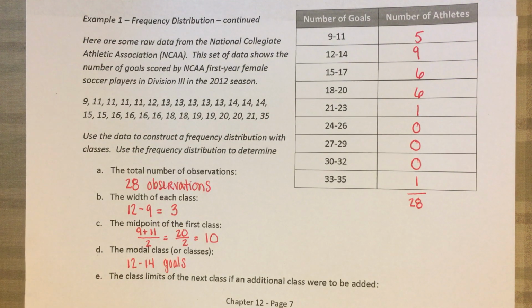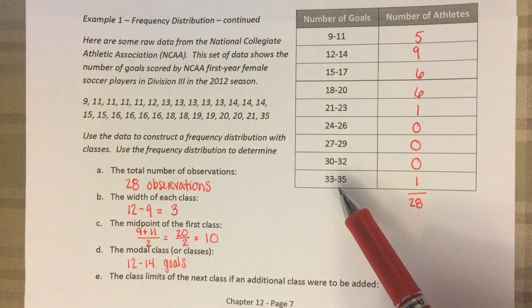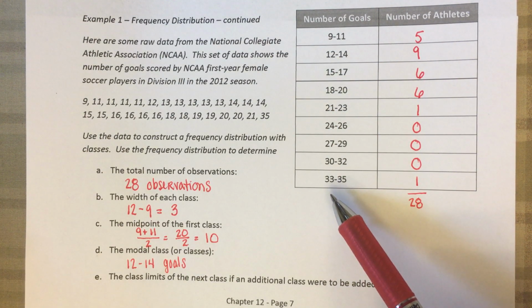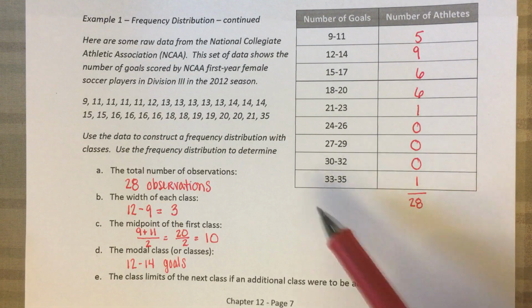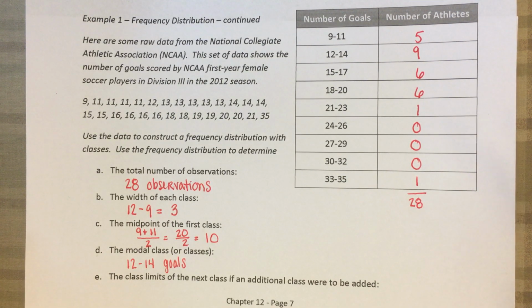Okay. The class limits of the next class if an additional class were to be added. Right, so if we look at these last 2 limits, our lower limit is 33. Right? And if we look at these, our class width, our difference between all of these, is always 3. So to get our next class, if we add 3 to each of these, those will give us our next class limits if we were to add another one.